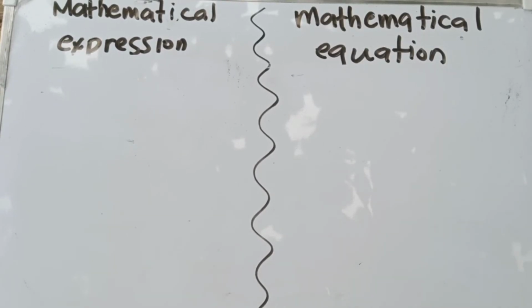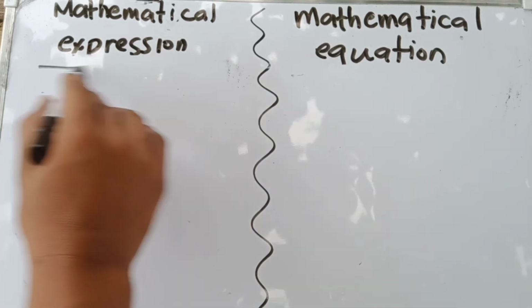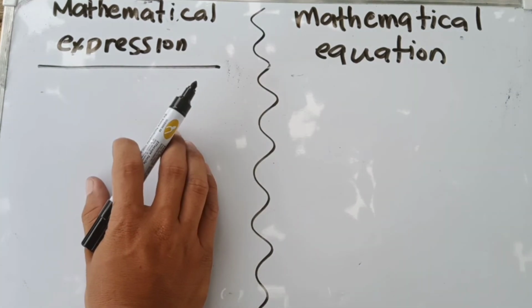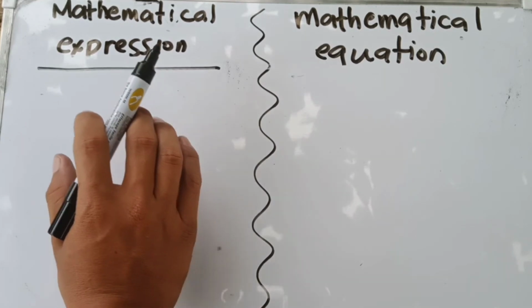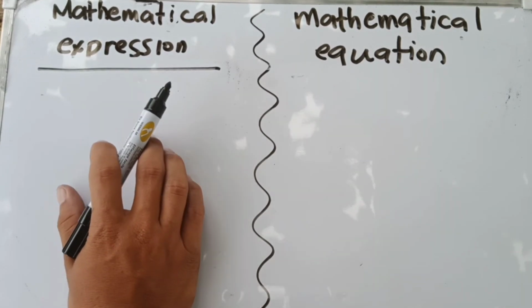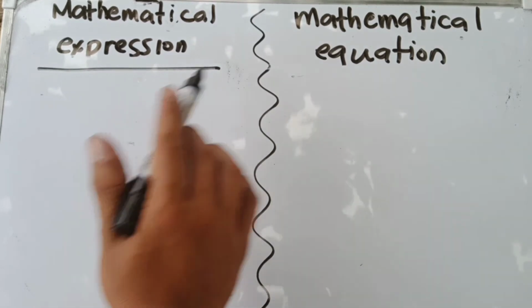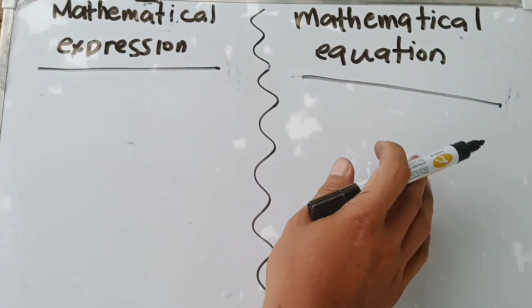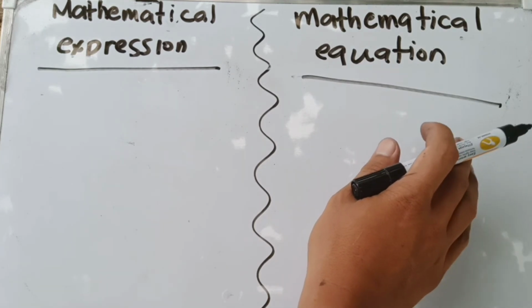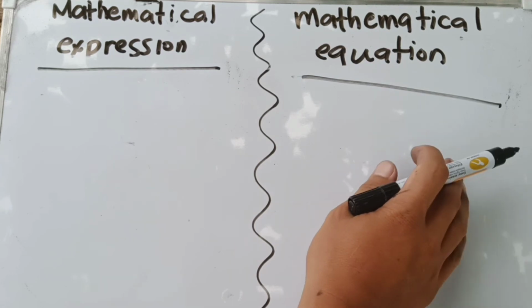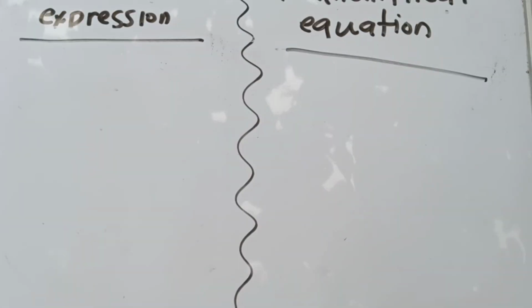Now let's proceed to our next lesson. So we are going to differentiate mathematical expression and mathematical equation in a brief way. So when we say mathematical expression, it consists of variables, numerals, and operation symbols, but it doesn't have an equal sign. So it means it has no ending. So when we say mathematical equation, it contains an equal sign and it shows an answer or represents the value of the variable.